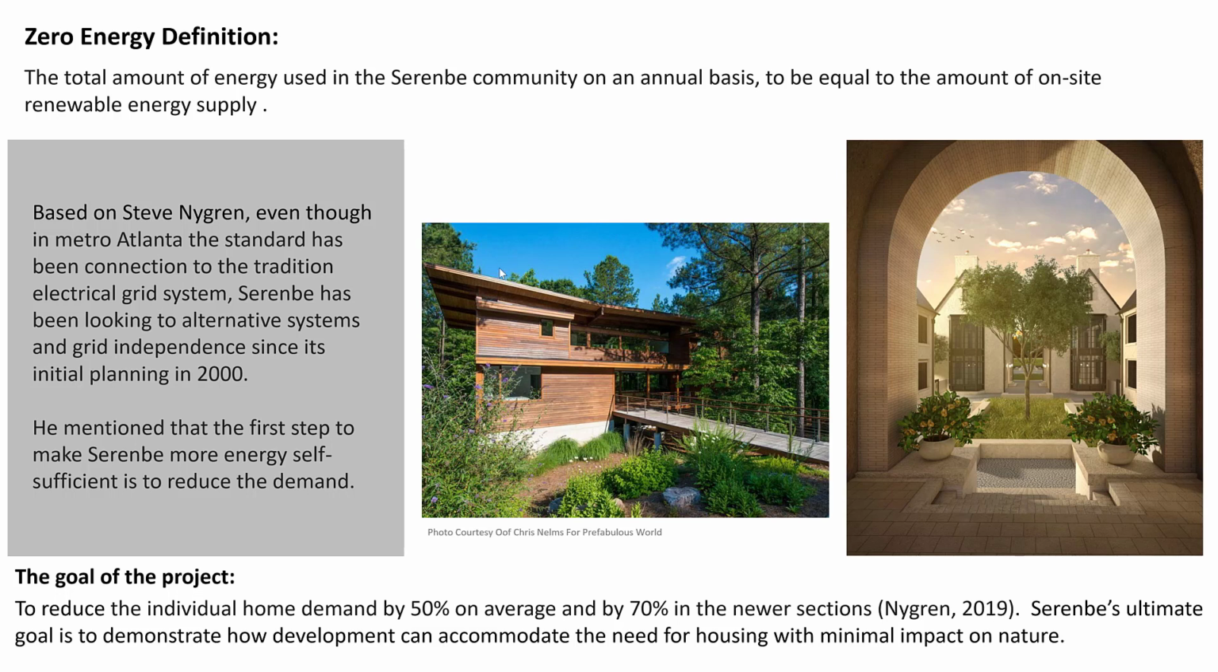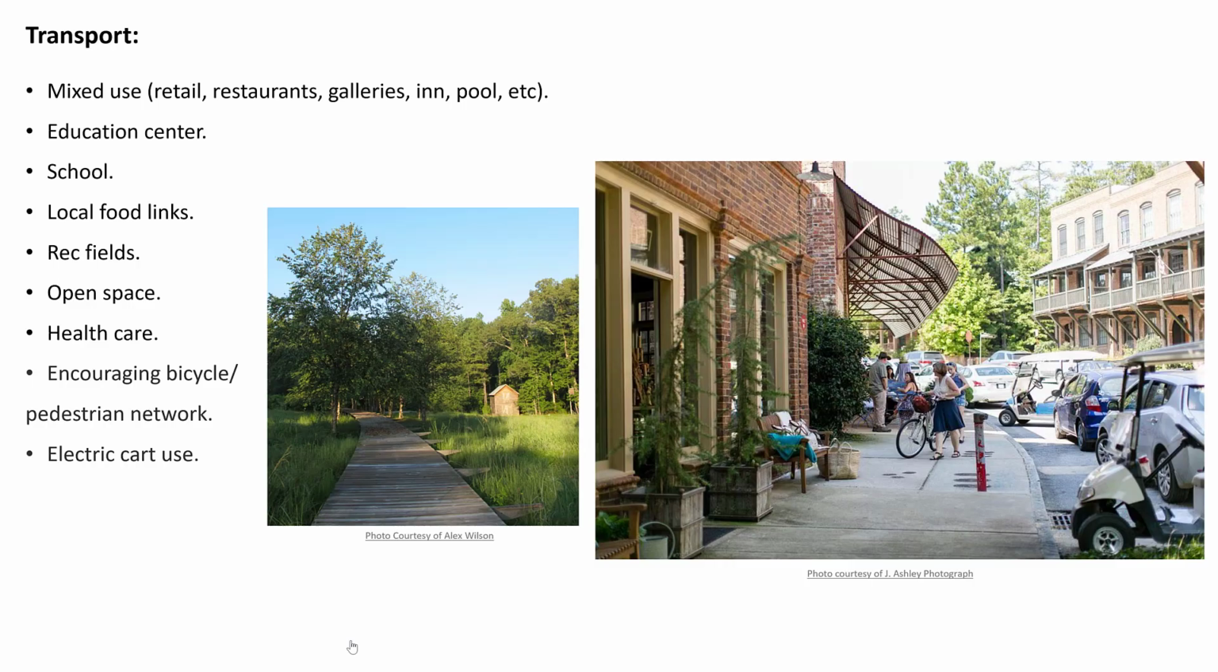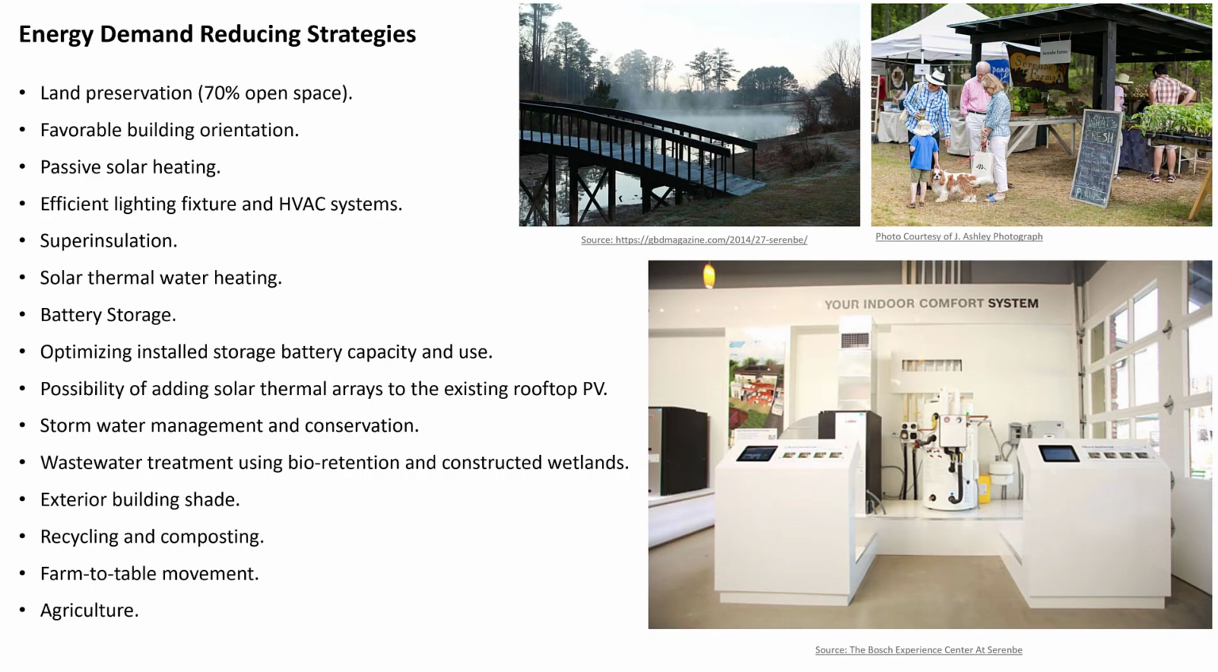In the case study, we look at the main net zero definition for this case, which is for the Serenbe community on an annual basis to be equal to the amount of on-site renewable energy supply. We also look at the goal, which is to reduce the individual home demand by 50% to 70%. The main energy strategies in Serenbe are using Earthcraft certification for all the buildings, using geothermal heating and cooling systems, and using PV systems on the roof. There are many transportation strategies. They use mixed use and also encourage bicycle and pedestrian networks and electric cars. There are many more energy demand reducing strategies applied in Serenbe in order to reduce the energy need.